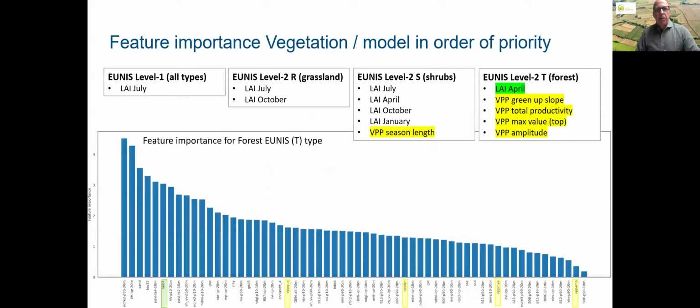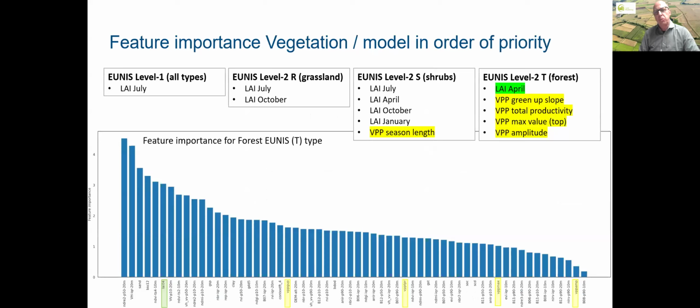So this is an example of what the machine learning is giving. So the feature importance coming out from the machine learning. So out of these, what's typically like 60 predictors which are selected by the machine learning. So you see for level 1, so it's a hierarchical classification. So the first class is a little bit more like a land cover type. So you see there is only leaf area index of July, which is used.